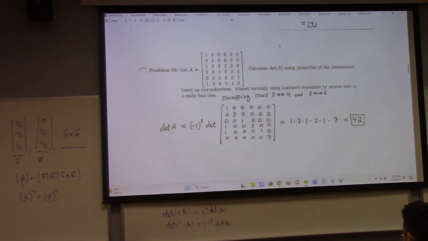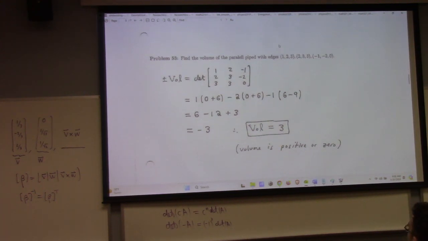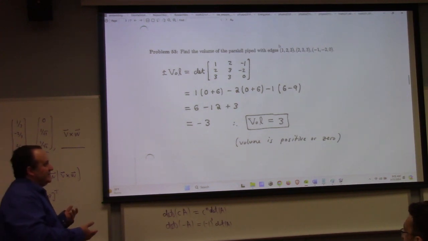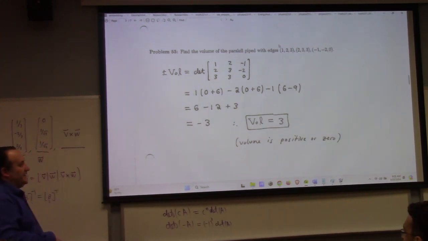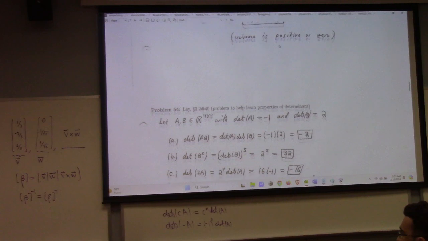Row swapping switches your determinant by -1, right? We had the volume theorem, right? If you've got 3 vectors in 3 dimensions, you want to calculate the volume of the parallelepiped with the vectors as edges, you just slap the vectors in the determinant, you calculate the determinant, there's your volume up to a sign. We had that. What else did we have?